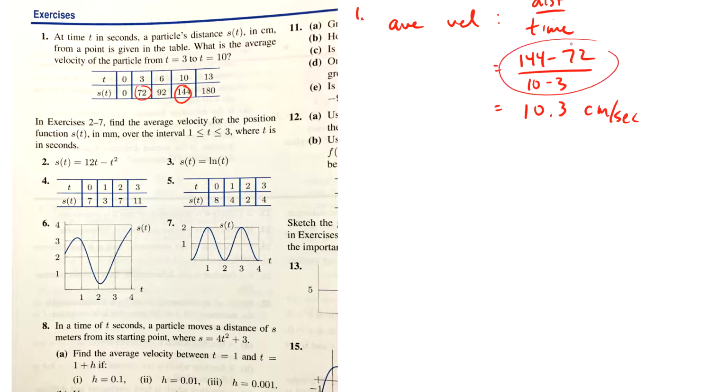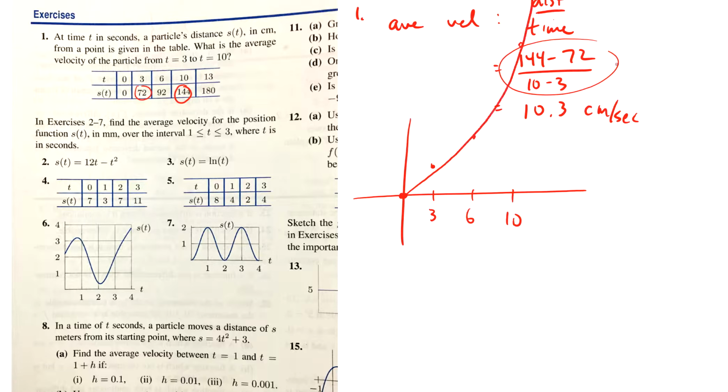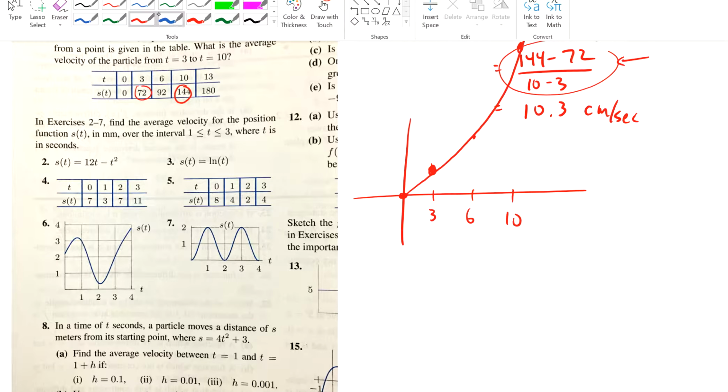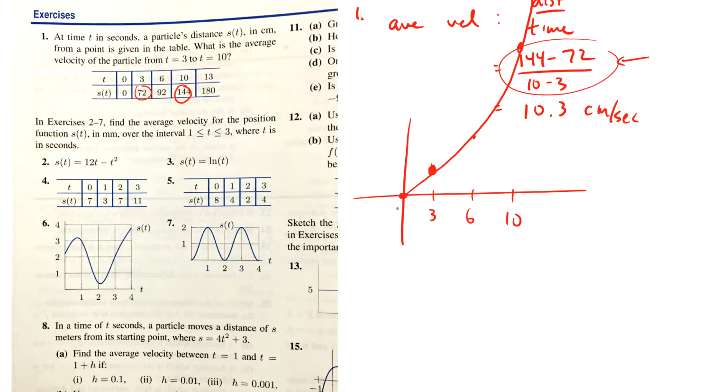Now notice what this represents. If I were to graph this, and I said (0, 0), (3, 72), (10, 144), it's going to be up here somewhere. This curve might be doing something like this. This quantity, the average rate of change, is the slope from here to here, the slope of that secant line. So this secant line represents the average rate of change from 3 to 10.